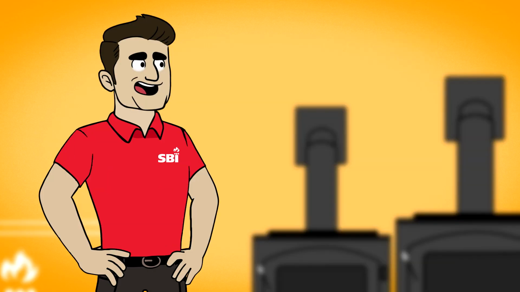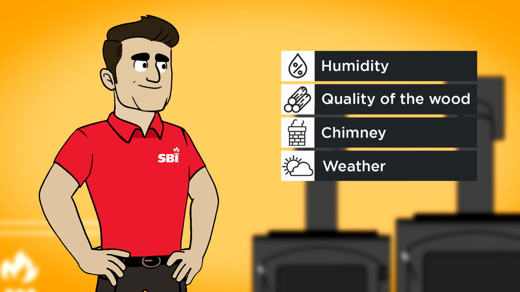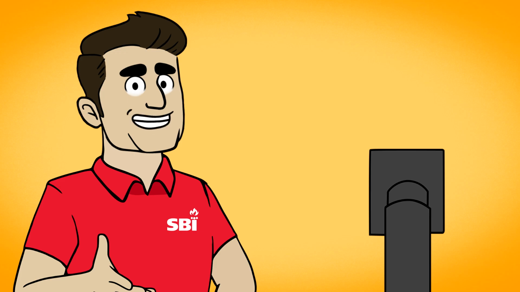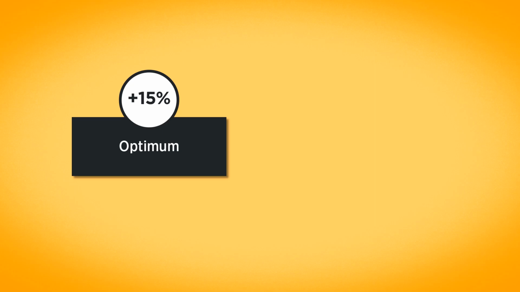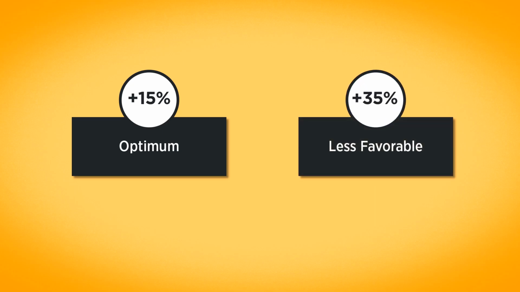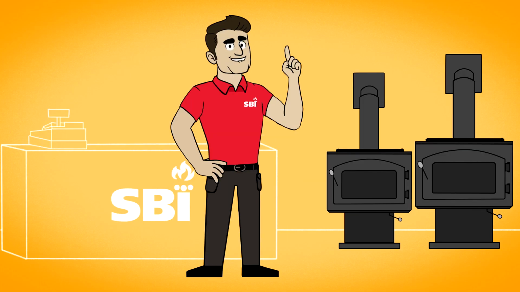Certain factors such as humidity, the quality of the wood, the chimney, and the weather will influence the performance of your stove daily. To compensate for these variable factors that influence the performance of your stove, it is advisable to add to the surface area calculated beforehand 15% in an optimum environment and up to 35% in a less favorable environment. An optimum environment would meet the following criteria.